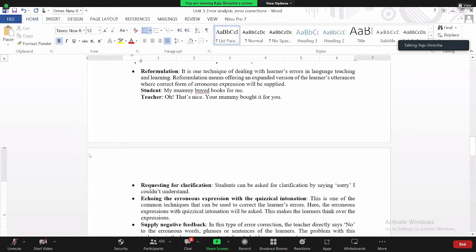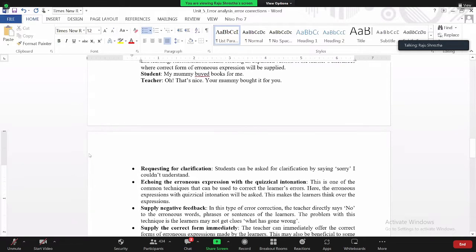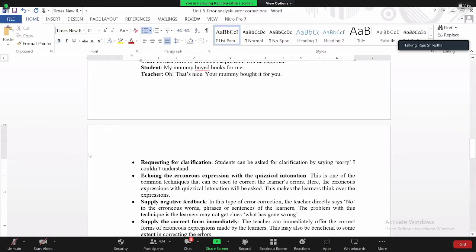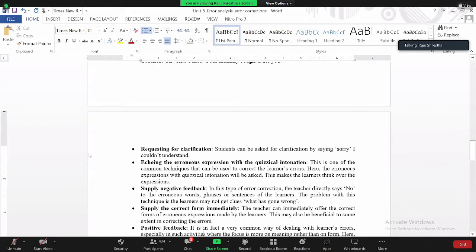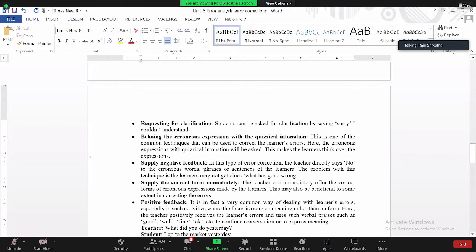Apply negative feedback is directly saying no, and then supply the correct form immediately. So the correct form we provide. Then positive feedback: yes, go on, okay, I'm fine, good, well, you are doing, yes, go on.